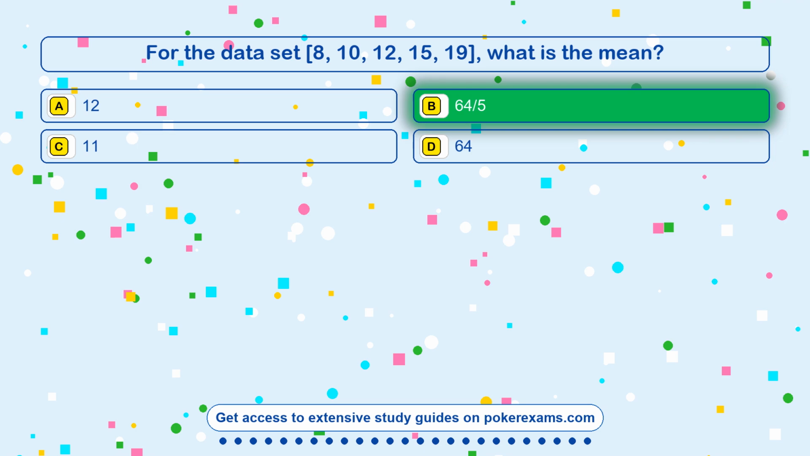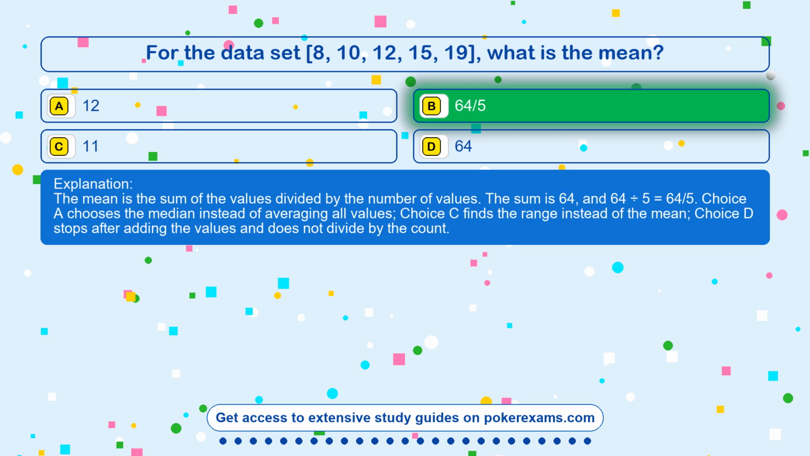The correct answer is option B. 64/5. The mean is the sum of the values divided by the number of values. The sum is 64, and 64 divided by 5 equals 64/5. Choice A chooses the median instead of averaging all values, choice C finds the range instead of the mean, choice D stops after adding the values and does not divide by the count.